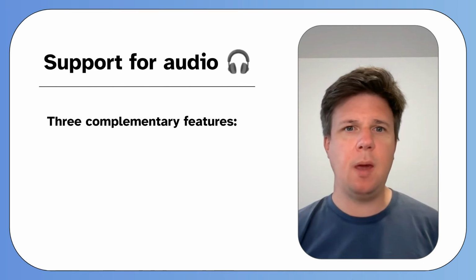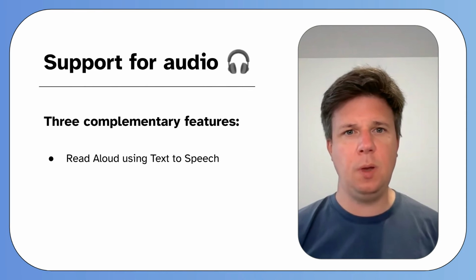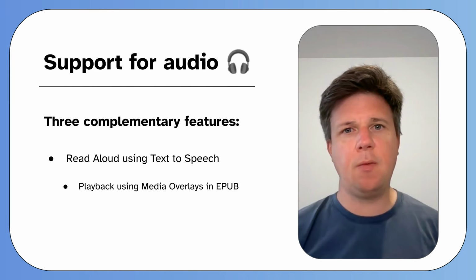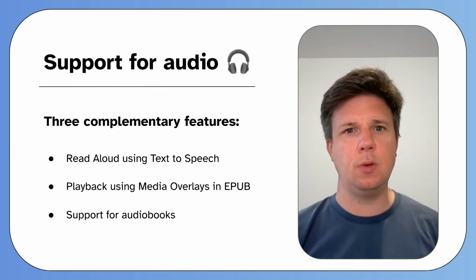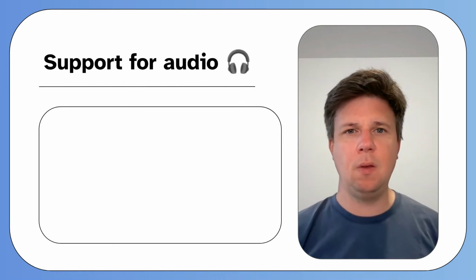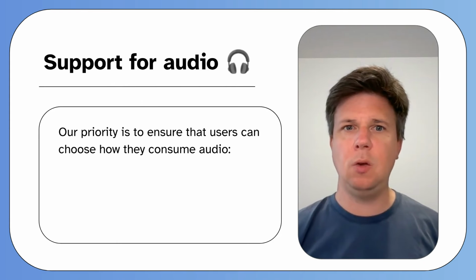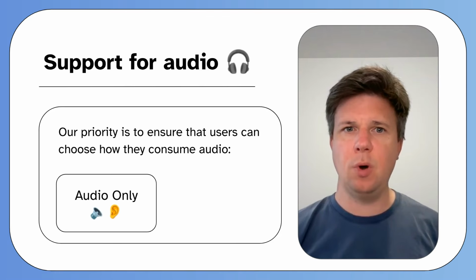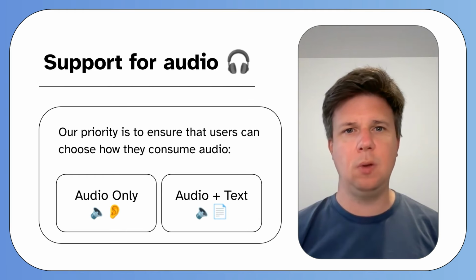We have 3 main features that are complementary in mind. We want to support read aloud using text-to-speech. We want to have playback for pre-recorded audio using media overlays in EPUB. And we also want to support audiobooks. And in all cases, we want to make sure that the user can choose how they consume audio content. It could be audio on its own, like an audiobook, or it can also be audio plus text together.